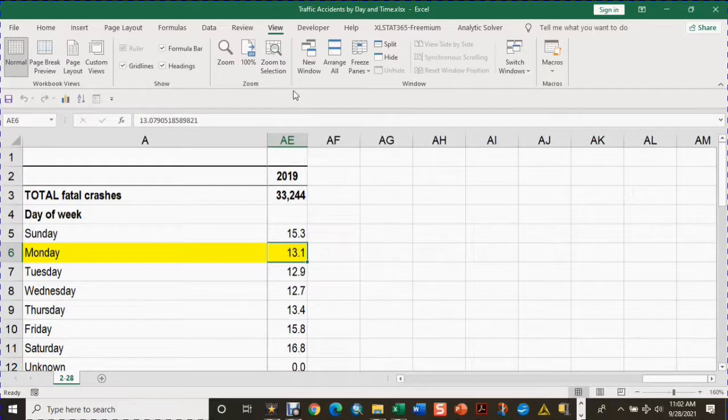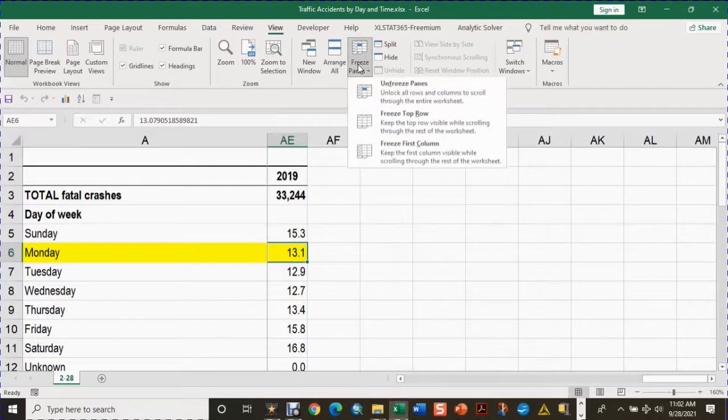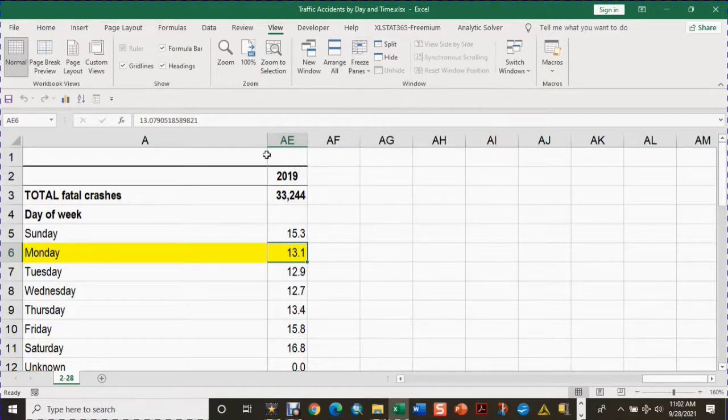And just remember that when you freeze things, you go up to the view up there, and you can see the freeze panes. So to unfreeze it, you just unfreeze the pane, and it'll unfreeze it all. But in this case, what I did was I froze the columns. So I froze the first column, which was A, and then what that does is that keeps it nice and steady so that the rest of the data goes through it. Makes it a heck of a lot easier to be able to see it and to be able to use the application.